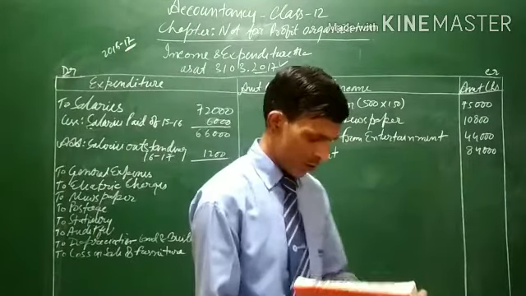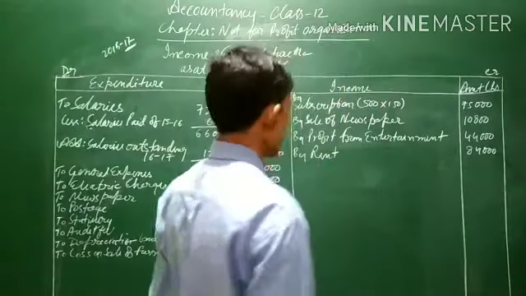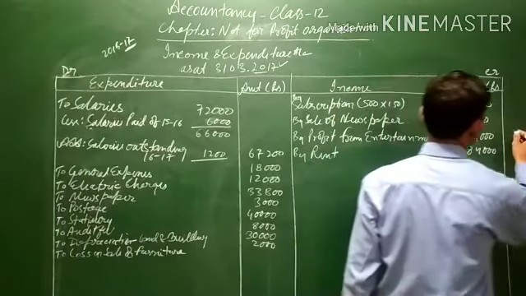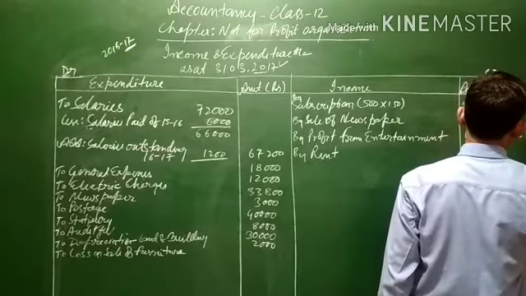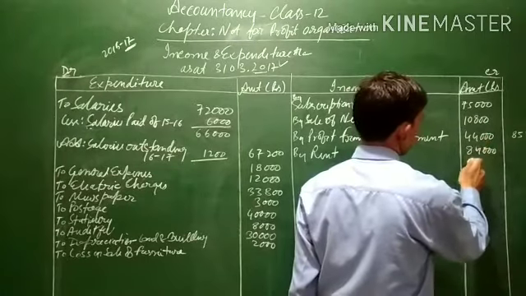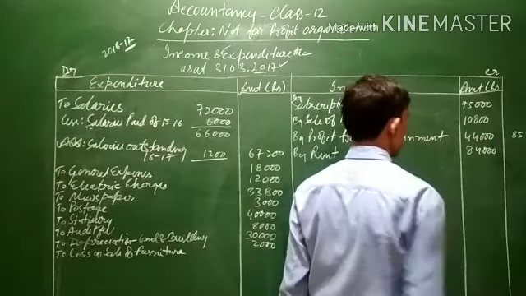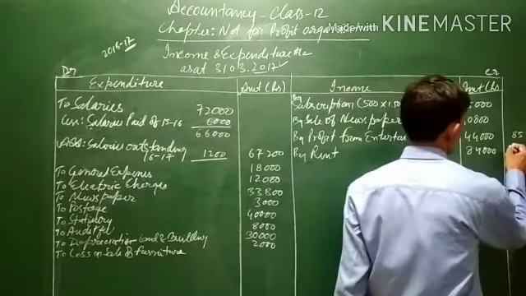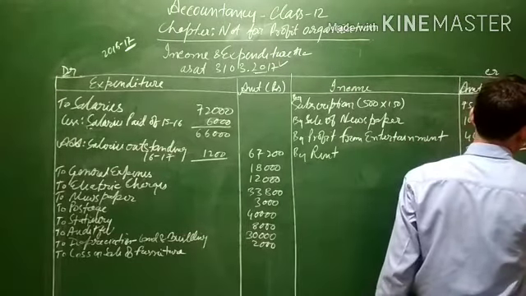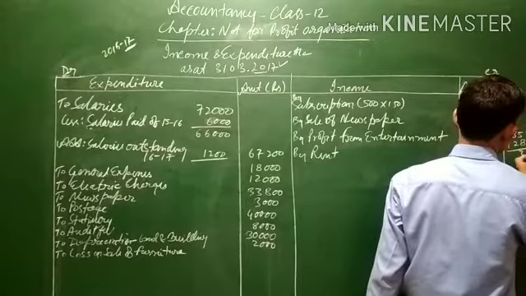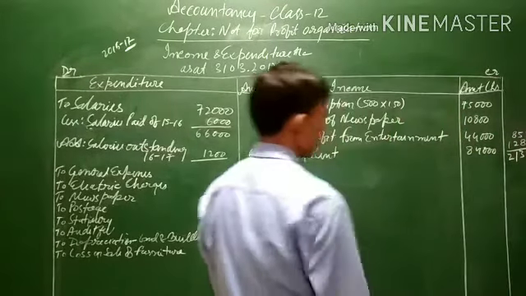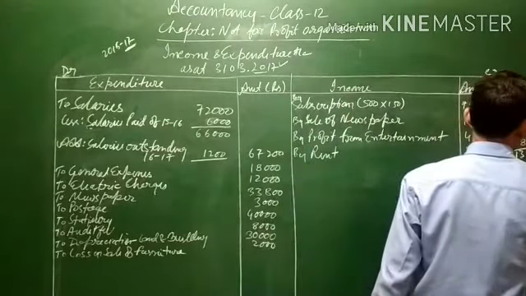Now let us do the totaling part. First of all, the income side, 75,000 plus 10,800 comes to 85,800, and this 85,800 plus 44,000 plus 84,000 is 1,28,000. The total comes to 2,13,800. This is the income.